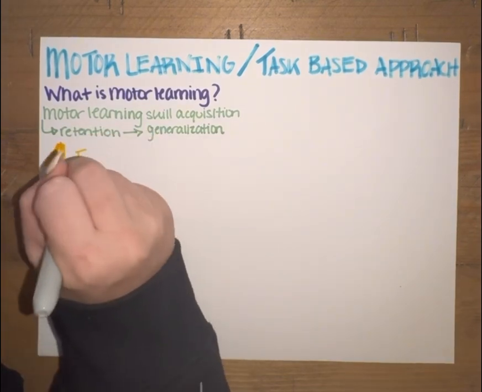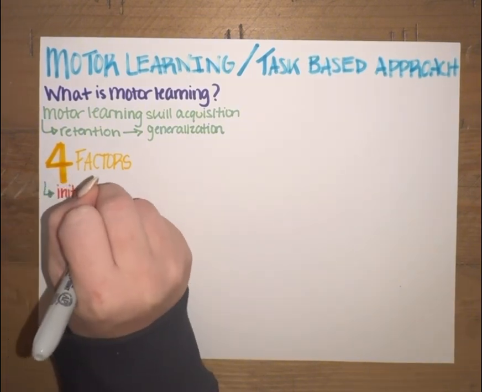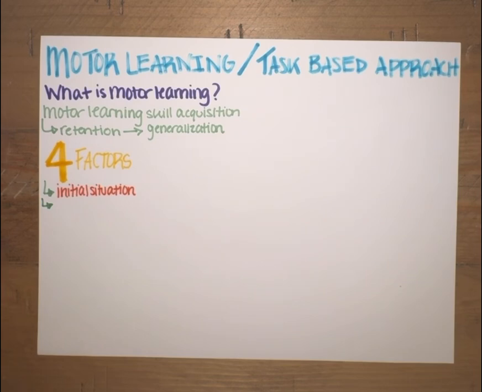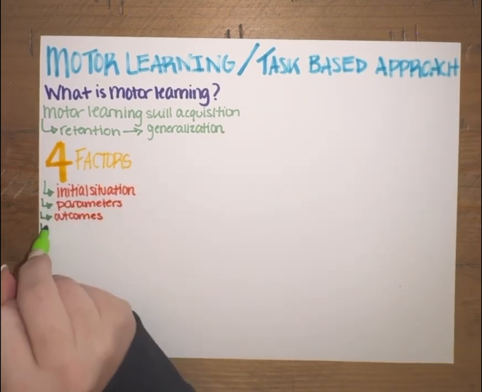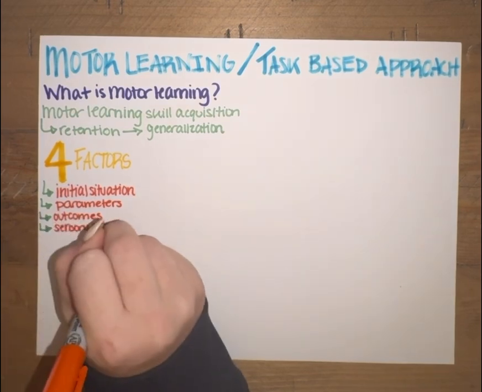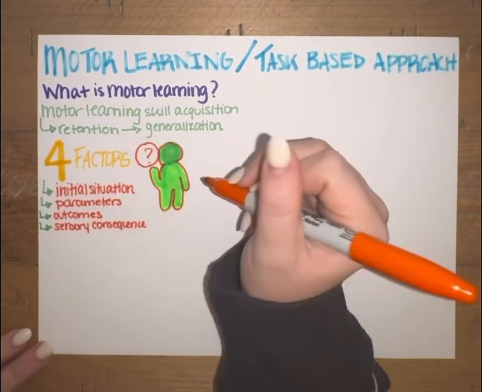There are 4 factors of motor learning. Number 1 is initial situation. This encompasses the body position and task demand. Number 2 is parameters. This encompasses the muscle groups and eye-hand coordination. Number 3 is outcomes, or knowledge of the result. And number 4 is sensory consequence, which is how the movement is felt.